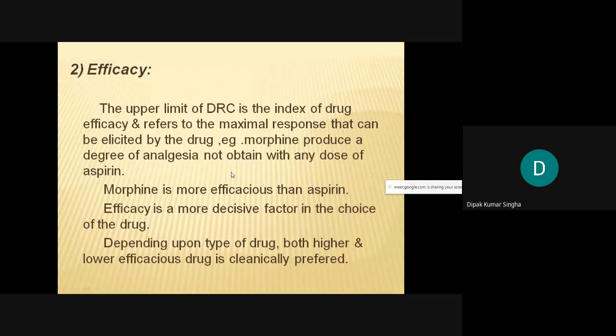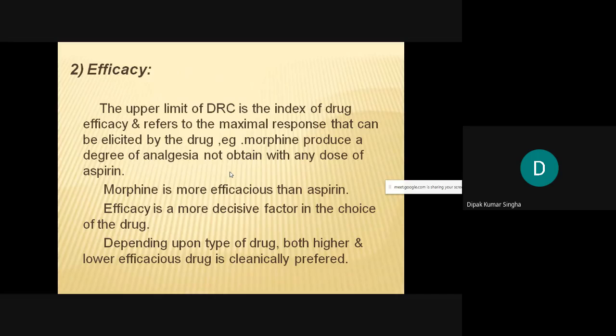What is the efficacy? Last of all, the upper limit of the DRC. It is the index of the efficacy and refers to the maximum response elicited by the drug. Morphine produces a degree of analgesia not obtained with any dose of aspirin, so morphine is more efficacious than aspirin, because efficacy is a more decisive factor in the choice of the drug, and both the higher and the lower efficacious drugs are clinically preferred depending on the type of drug.